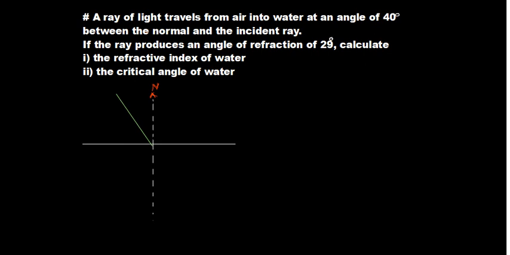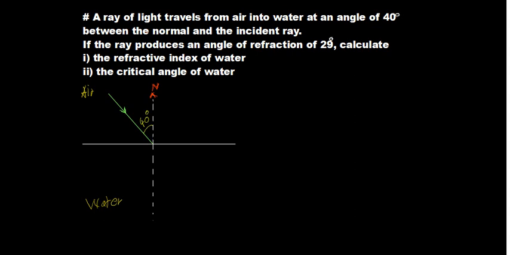Something like that. So this ray is an incident ray, and just to remind ourselves, this is air and this is water. These are two different mediums. Both are fluids, but we can differentiate them in terms of the difference in density. So we are told that the angle between the normal and the incident ray is 40 degrees. So the angle that is here is 40 degrees.